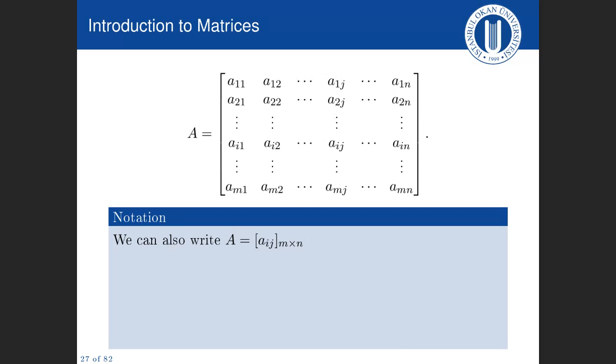Now, sometimes we might want to have a shorter way of writing this. Instead of writing the whole thing at the top of the slide, I might just want to write A is equal to [a_ij], subscript m by n. Or if I'm being extra lazy, and if I don't specifically want to say how big the matrix is, I could just write this as capital A is equal to [a_ij].